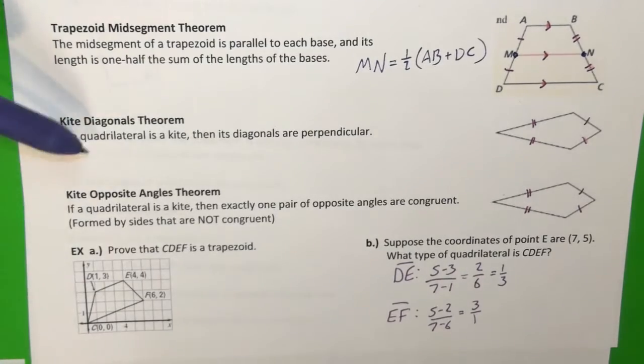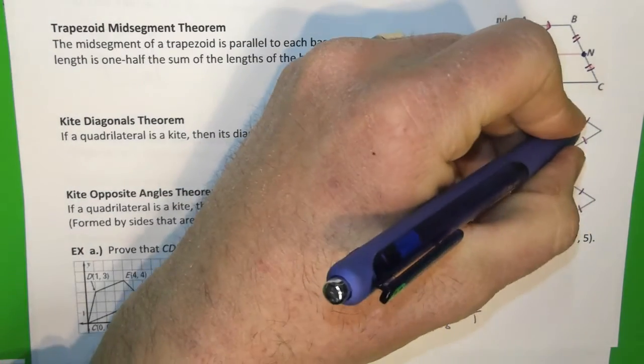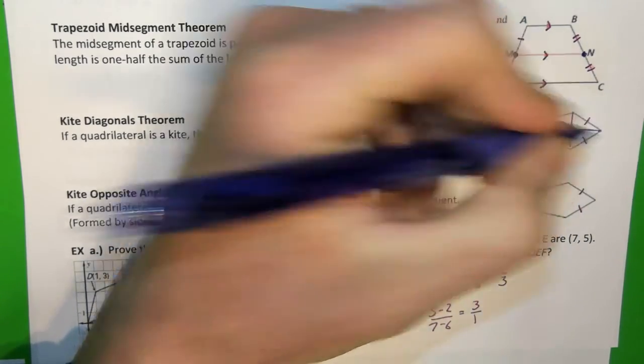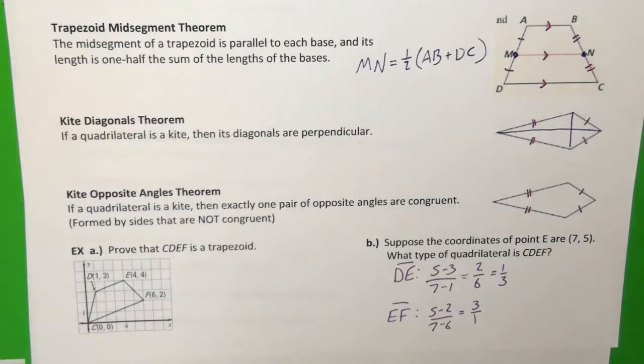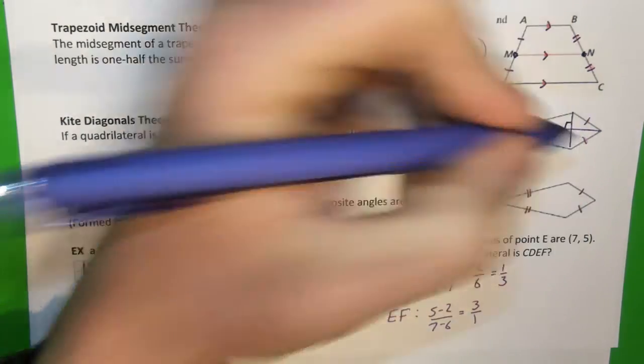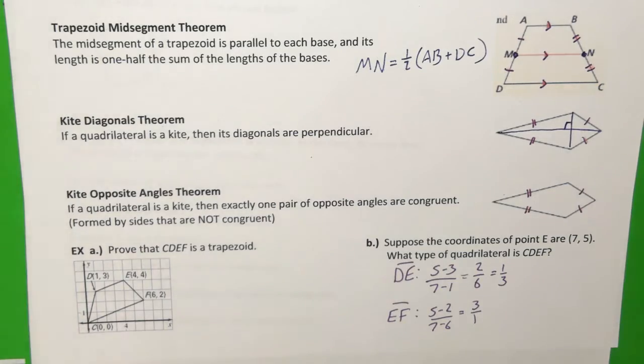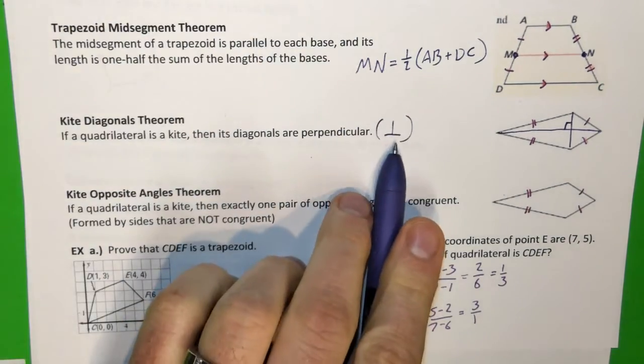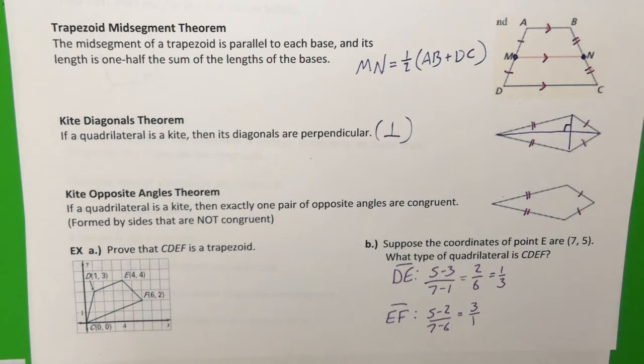Kite diagonal theorem. The kite diagonal theorem right here is going to be not very surprising. If you have a couple of diagonals on your kite, what you're going to find out is that they're going to create a particular angle. If you look at the diagonals that I drew, it becomes very clear the angle that we're looking for is a perpendicular 90-degree angle. Just a quick reminder, this is the symbol for perpendicular in case you have forgotten.